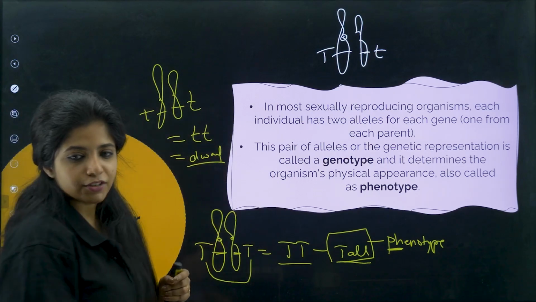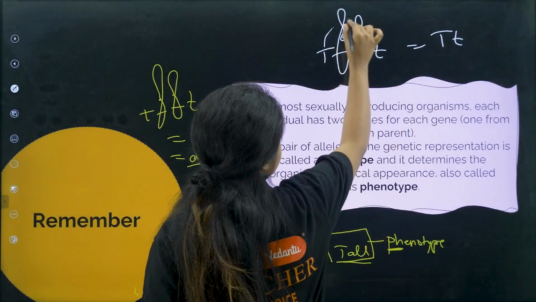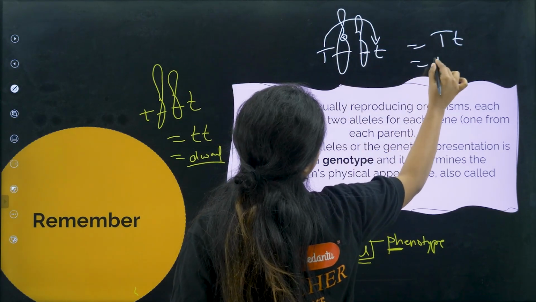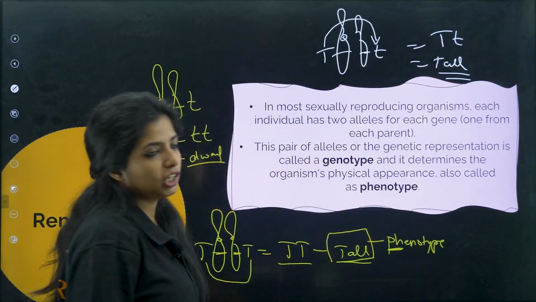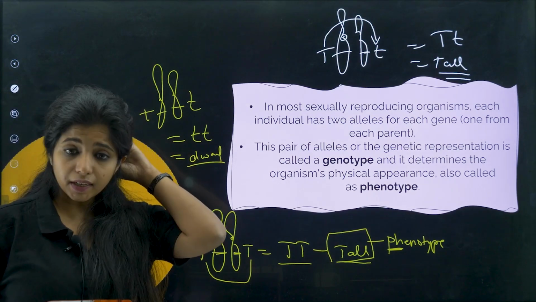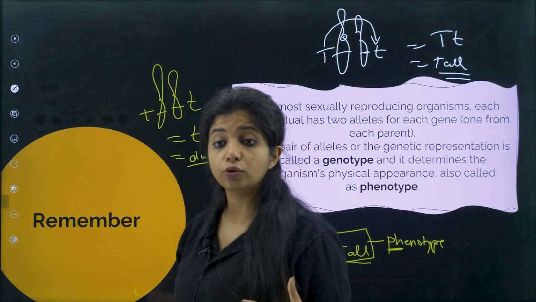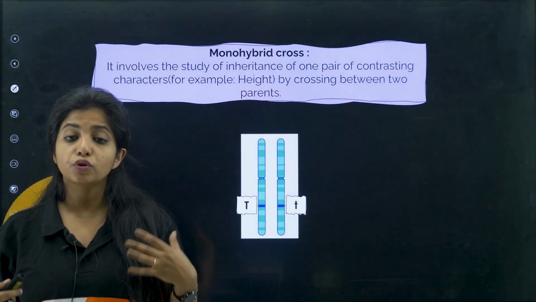What is the genotype? Genotype is genetic makeup, that will be capital T, small t. What is the phenotype? This is dominant over this, so it will be tall. Got it? Now, Mendel came up with all this when he was trying to cross the plants.